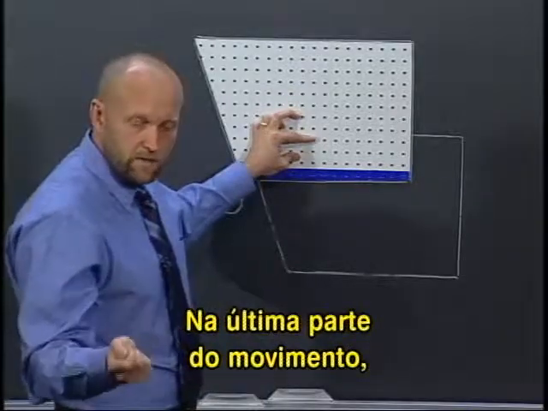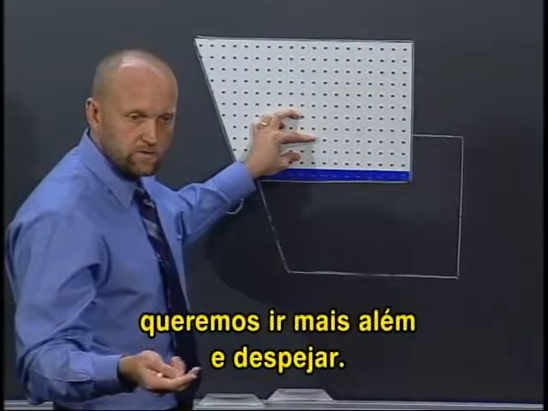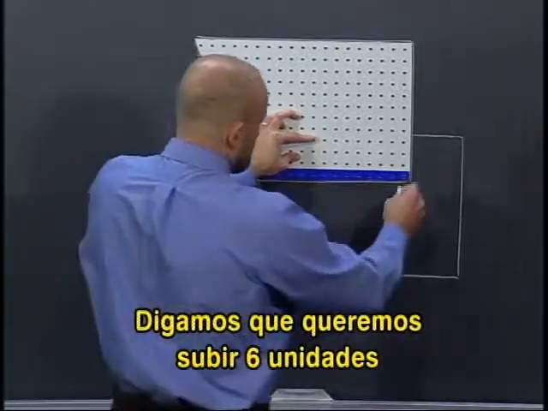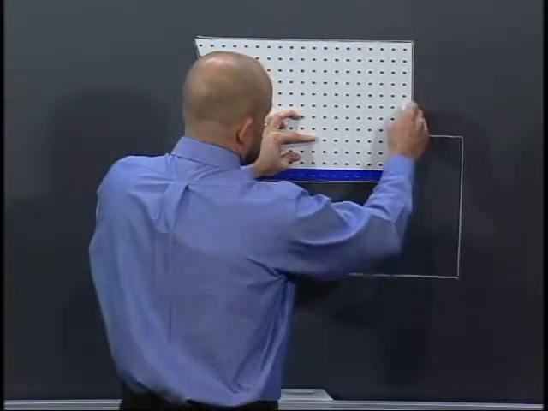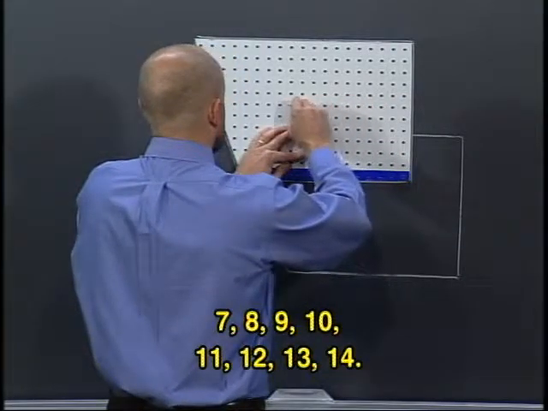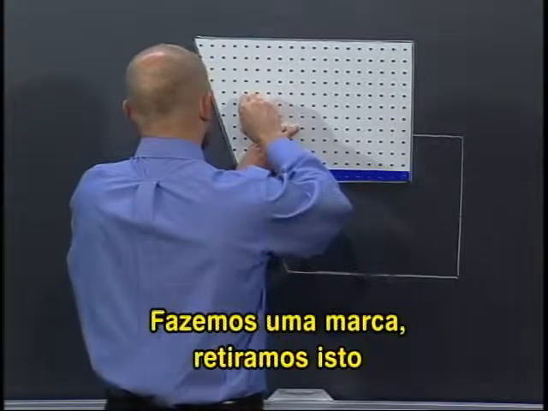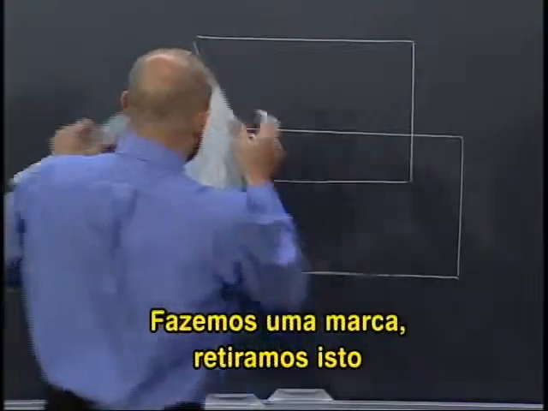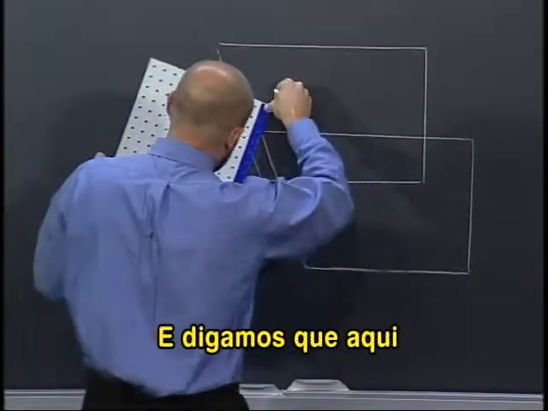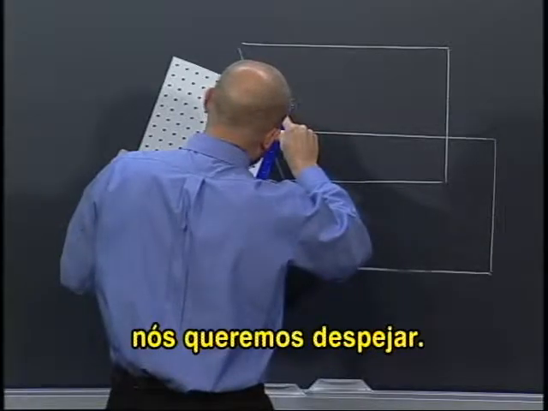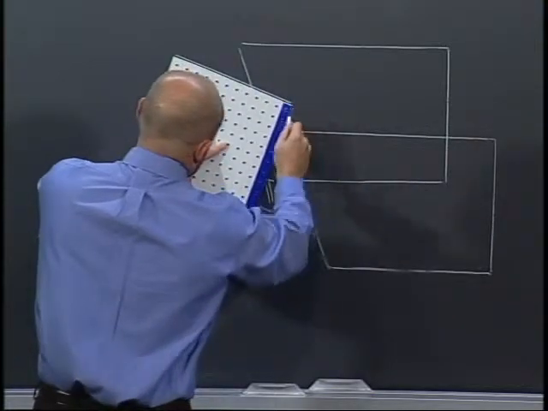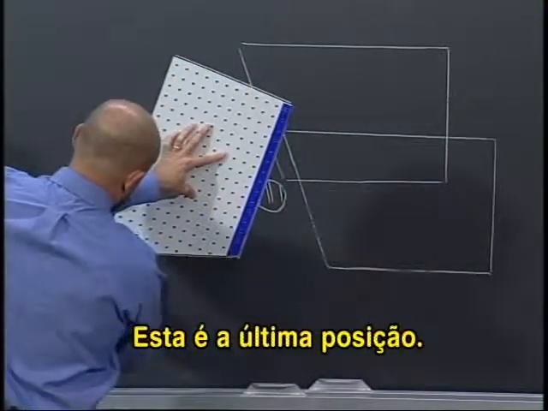Now, in the last part of the motion, what we want it to do is to come over further and dump out. So let's say we want it to go up 6 units, and over 14 units: 6, 7, 8, 9, 10, 11, 12, 13, 14. Make a mark. Lift this up. Move it over to that mark. And also, let's say that what we want it to do at that point is to dump out. So, that's our last position.